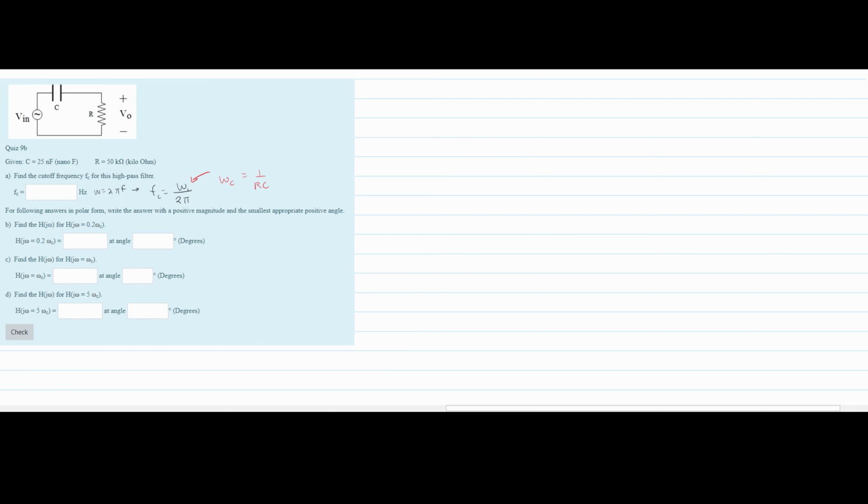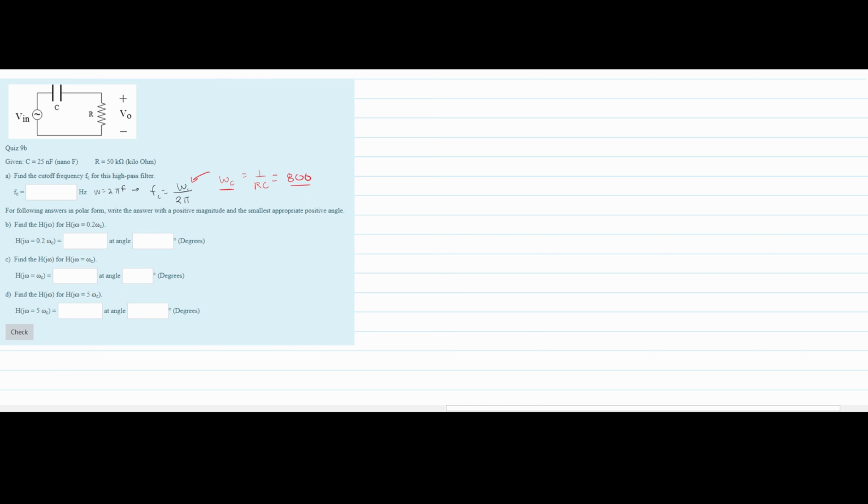So let's plug some things in. We know that our C is 25 nanofarads, so this is 25 times 10 to the negative 9. And our resistor is 50 kilo ohms, and this is 50 times 10 to the cubed. And this is both going to be divided by 1. This is going to give us approximately 800 for our omega. So we can write here that omega c is equal to 800.